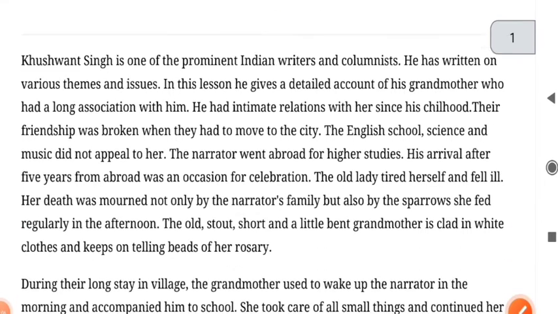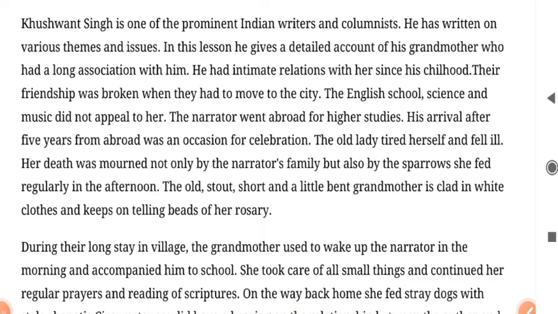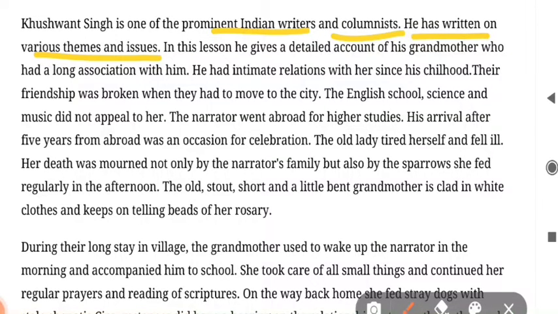So this story starts with an introduction of Khushwant Singh, who is a prominent Indian writer and columnist. Means he is one of the prominent Indian writers and he also writes columns in newspapers, so he is also a columnist. He has written on various themes and issues, like he is not specified to an area of writing, he has written on all of the major themes and issues that have been highlighted, right? In this lesson he gave a detailed account of his grandmother who had a long association with him. So in this chapter he has discussed very detailed information about his grandmother, his childhood memories and his bonding with his grandmother, right?